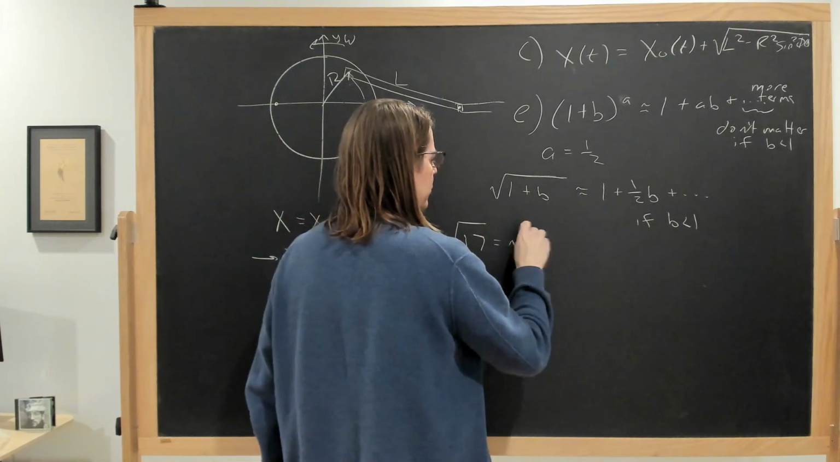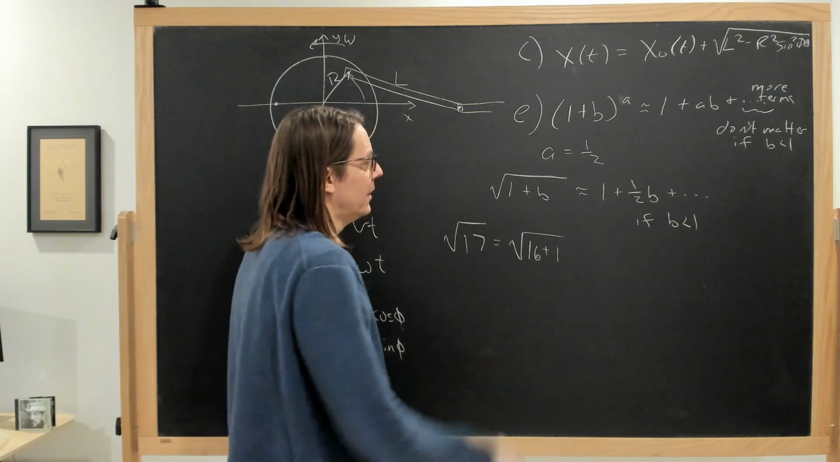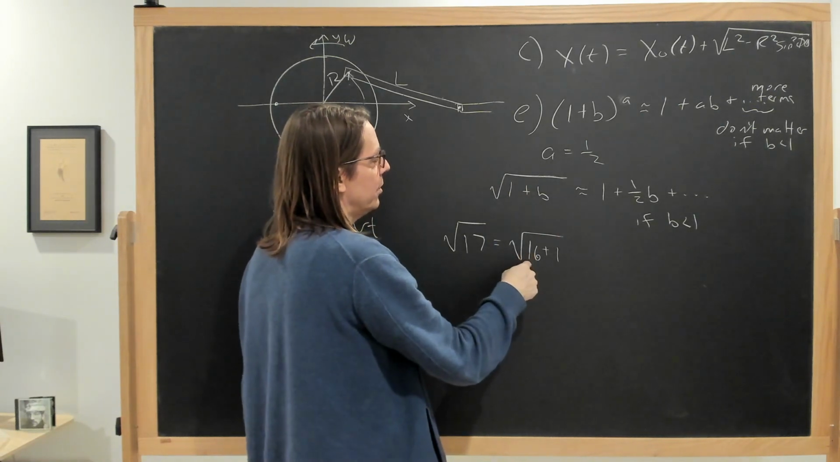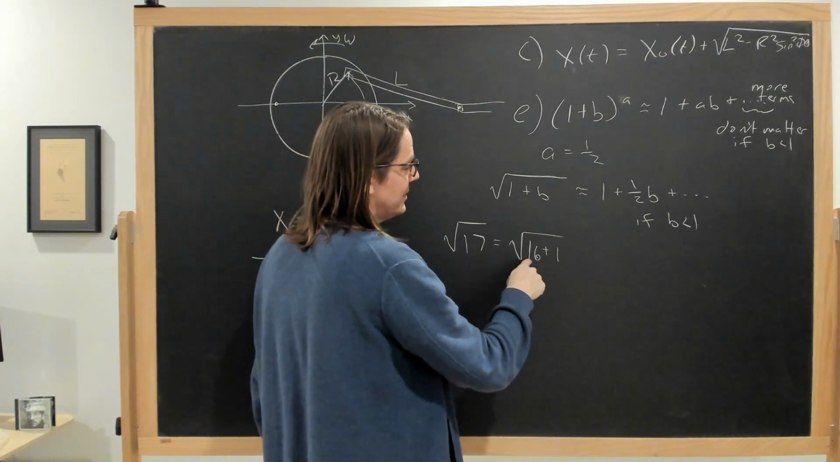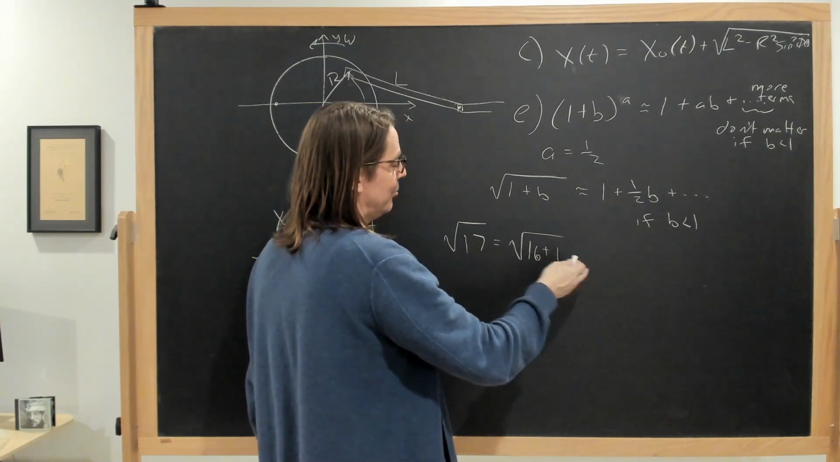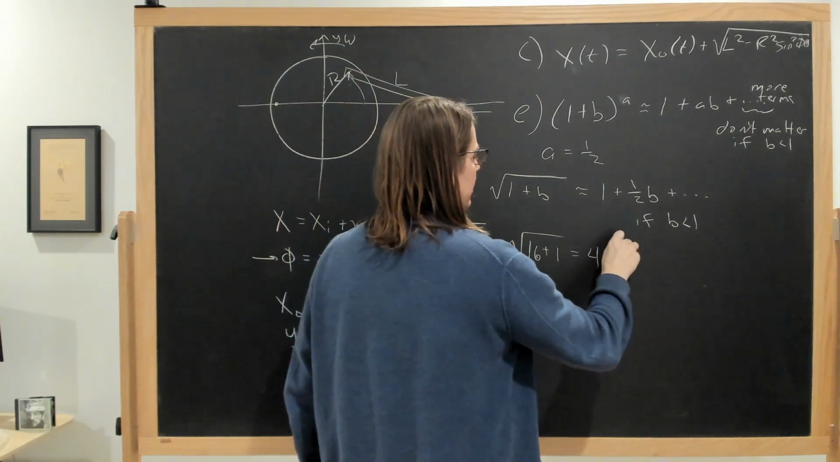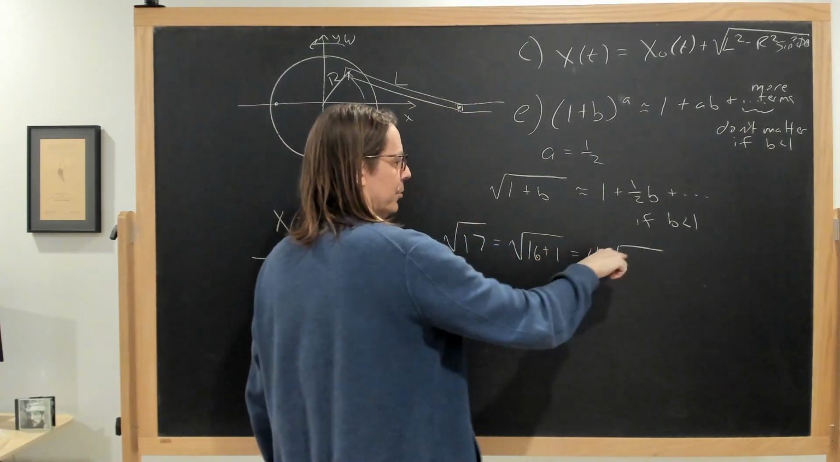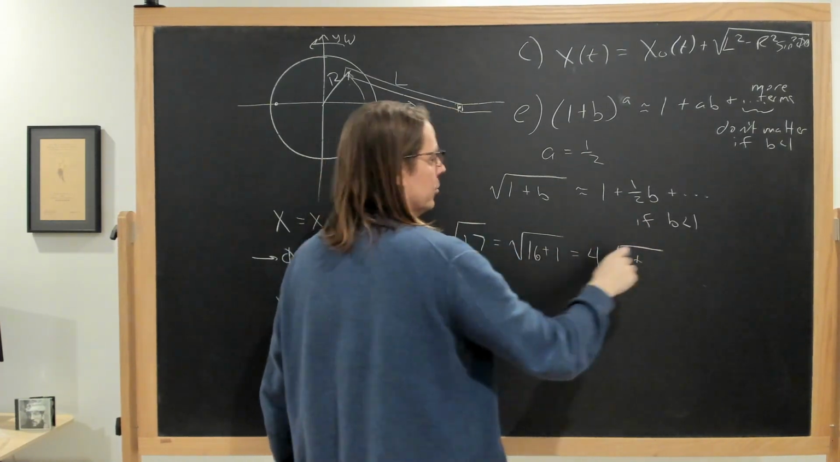That's equal to the square root of 16 plus 1, okay? Kind of looks like this, except I want a 1 here. How about we just pull a 4 out? Divide the whole thing by 16, and pull out the square root of 16. And you get 4 times the square root of, bring it in here to 16, divide by 16, 1 plus, what is this? 1 over 16.